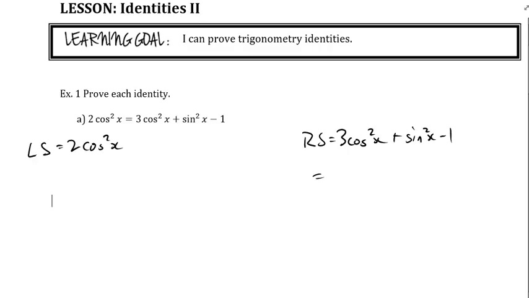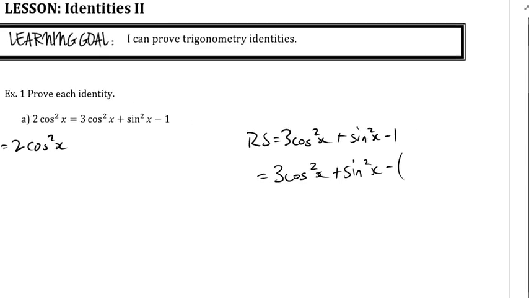Like I said, there's a bunch of different ways that you could solve this one. I could take the sine squared and change it into something. I could take the 1 and change it into something. It really depends on how you see it. So I'm going to try with the 1. And if you want to try with the sine squared, you could see that it would be the same.